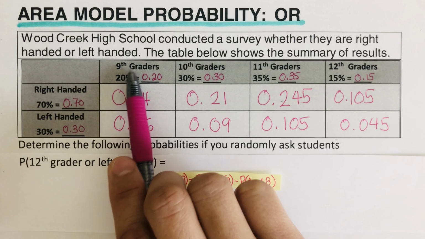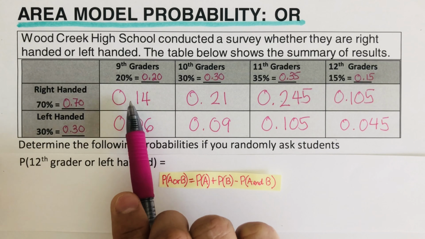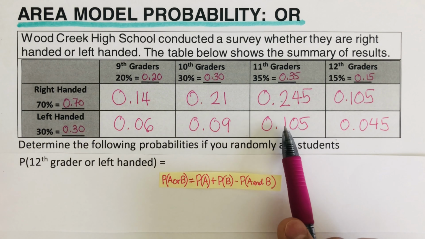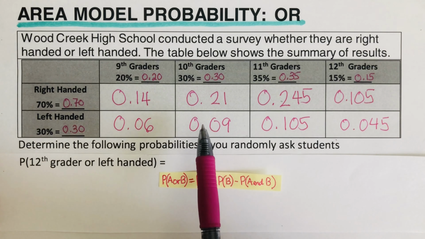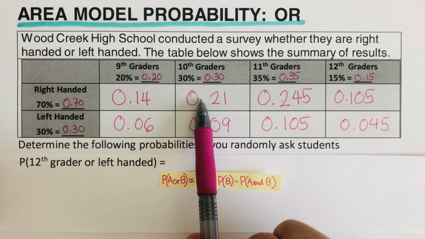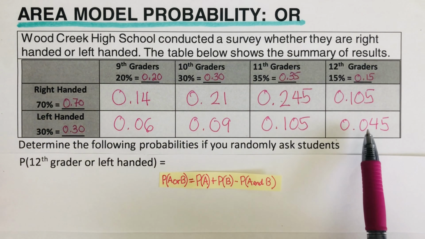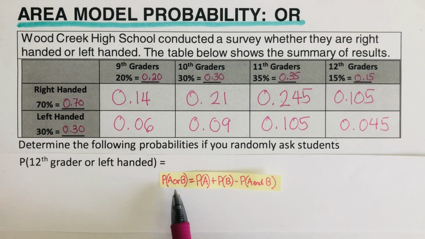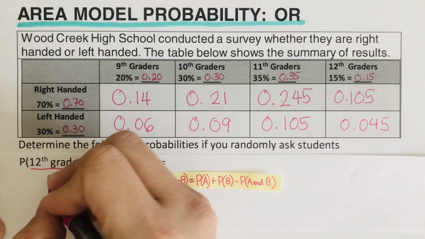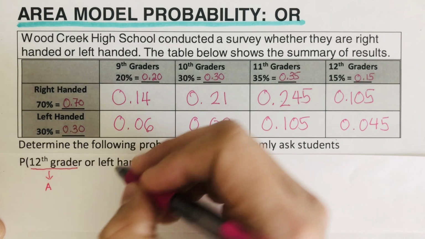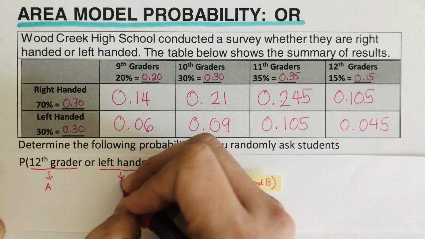This means 9th grader and right-handed. This is 11th grader and left-handed. This is 10th grader and right-handed. This is 12th grader and left-handed. So these numbers are AND, but we're solving for the OR now. So here's the step that we need to do. First, we are going to define each of these as A or B. So this will be our A, and this will be our B.